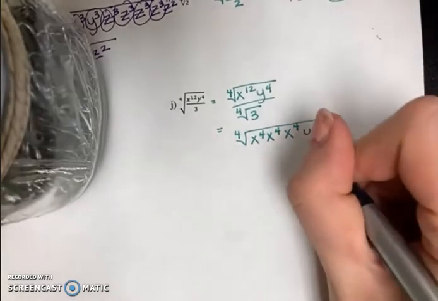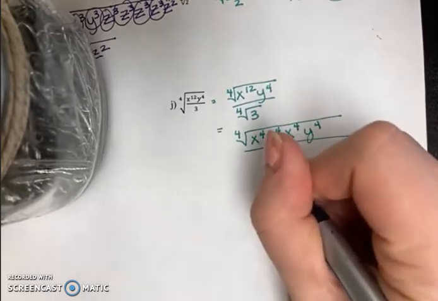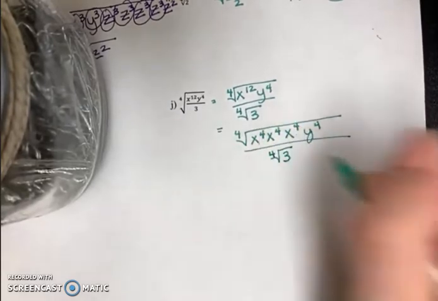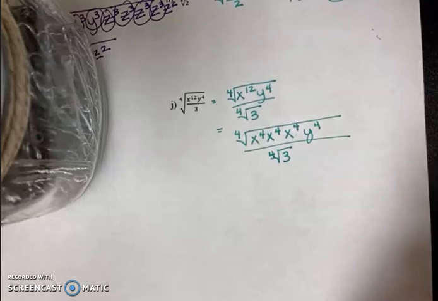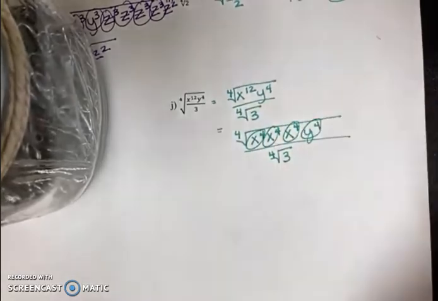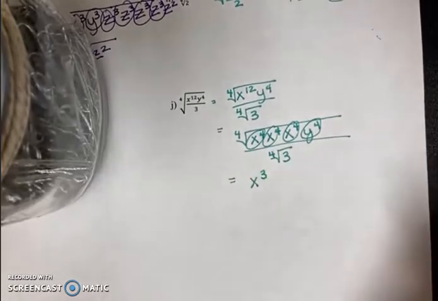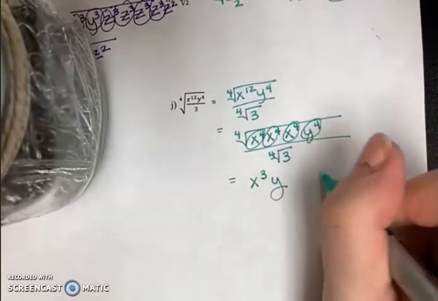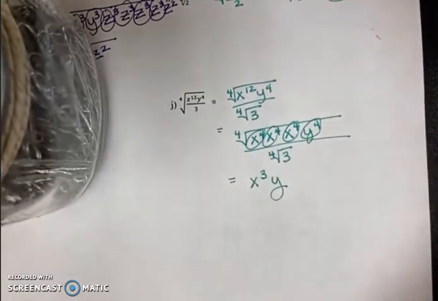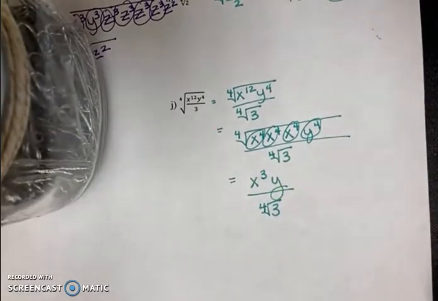Y to the fourth. Oh, well, that's already a perfect fourth power, so that's good. And then I do have that fourth root of 3. The only factors of 3 are 1 and 3, and that's not a perfect fourth other than 1. So that's just going to have to stay there. And I can pull out in the numerator 3 x's, making it x cubed, and 1 y. I don't have to rewrite a fourth root in the numerator because there's nothing left. I pulled everything out. But in the denominator, I do have that fourth root of 3.